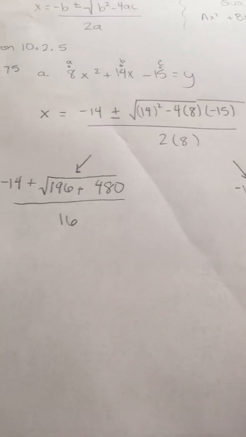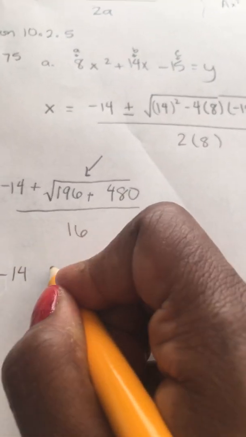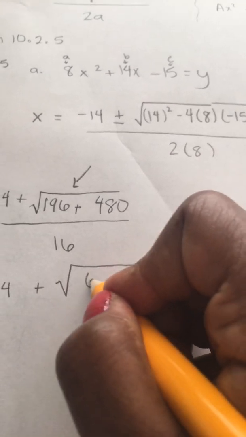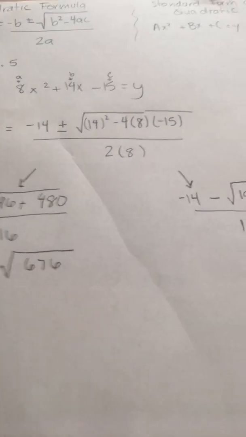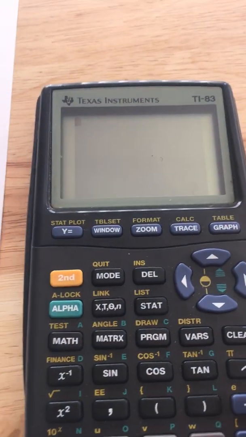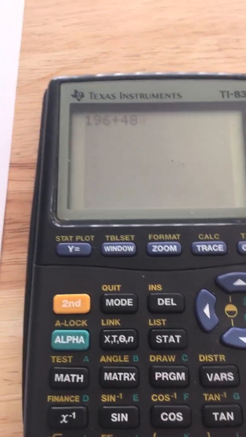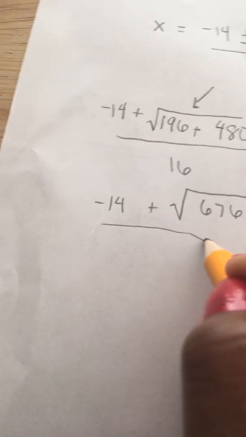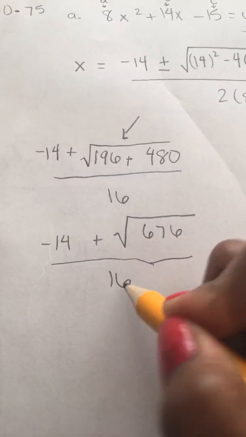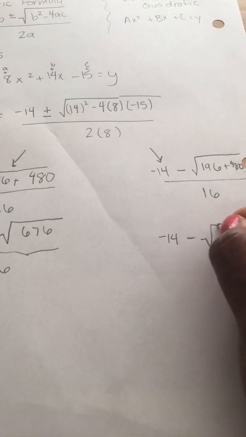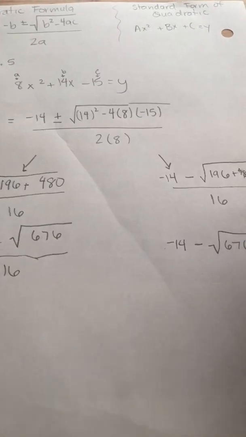Okay, now that's negative 14 plus the square root of 676. Let's double check on the calculator. My old calculator, this is my graphing calculator I got in 1997, when I took Algebra 2. Yep, I was right, 676 over 16. So that means over here it's negative 14 minus the square root of 676 over 16.